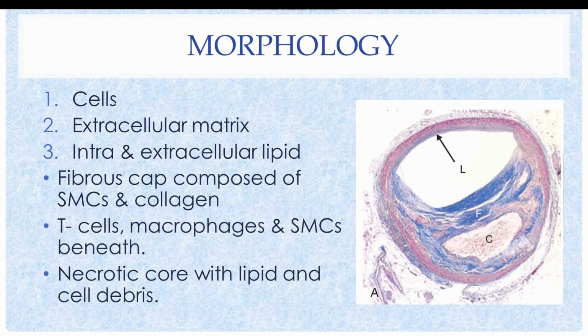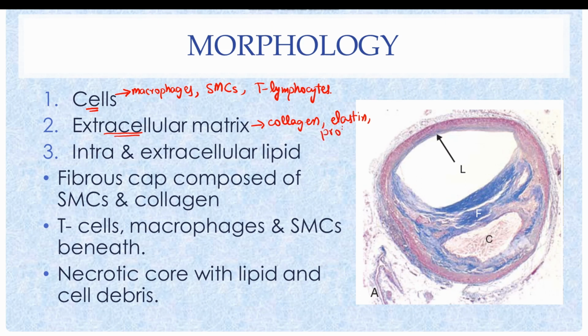Coming on towards the histological picture of the atheromatous plaque, there are three principal components of the atheroma. The first is the cellular component, which is composed of macrophages and foam cells, smooth muscle cells, and often T lymphocytes are also present. The second component is the extracellular matrix, which is formed by the deposition of excessive collagen, elastin fibers, and proteoglycans. The third component is the presence of intracellular as well as extracellular lipid deposits.